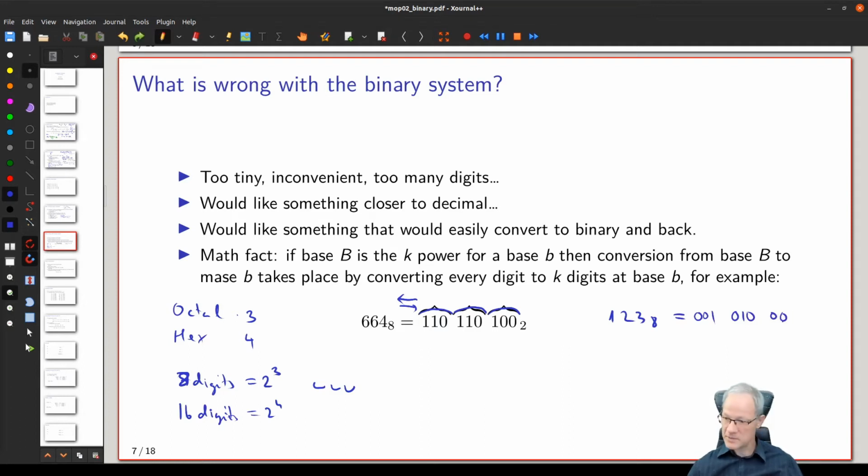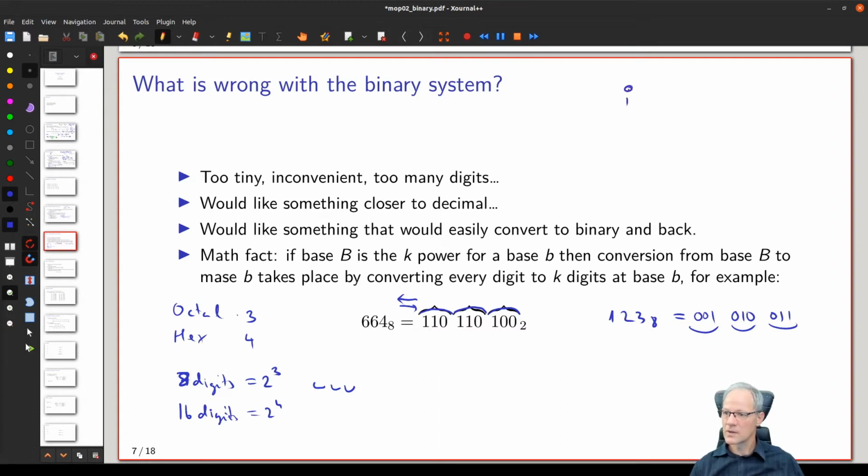Sorry, my mistake. 0, 1, 1. So 123 in octal is this number in binary system. It was very fast for me to convert. I didn't have to do much math at all. All I need to know is what are the representations of each of those digits in binary system, and that's actually fairly easy to figure out, right?